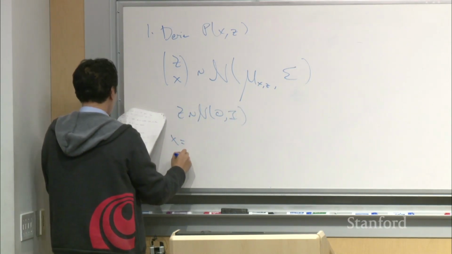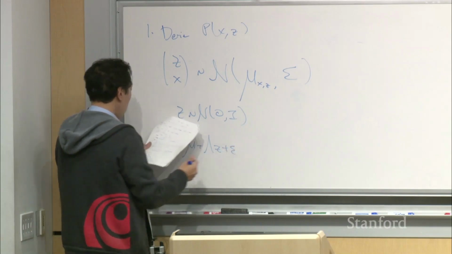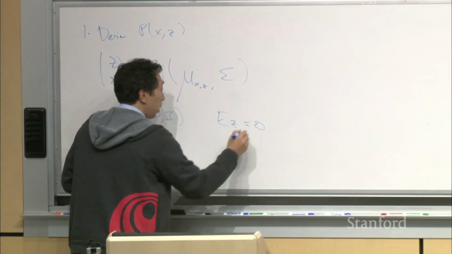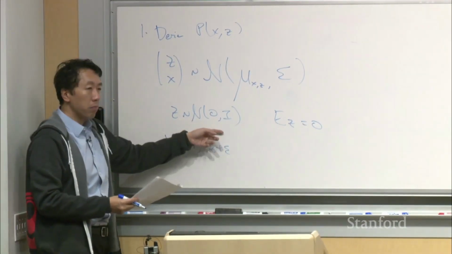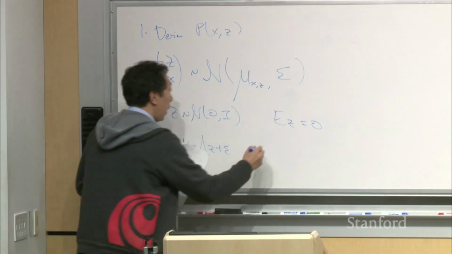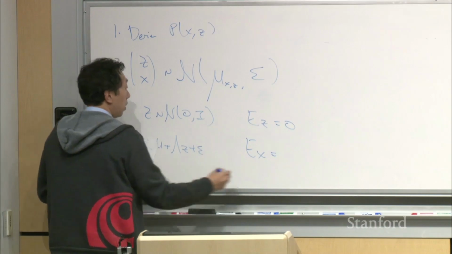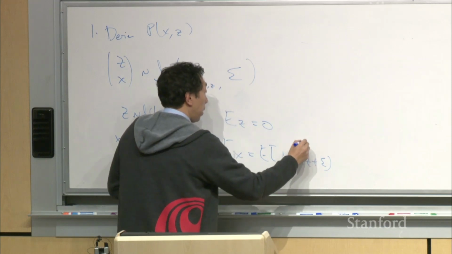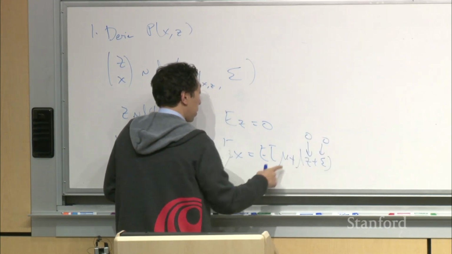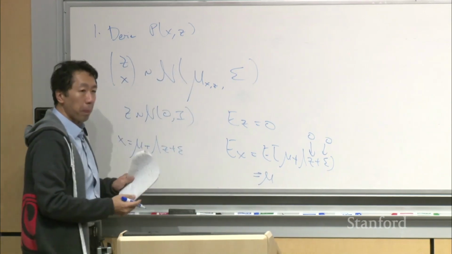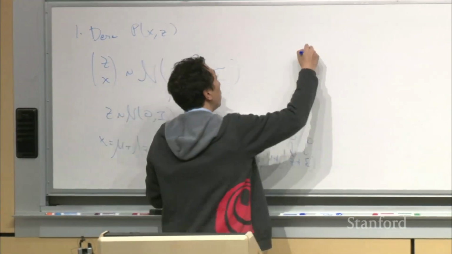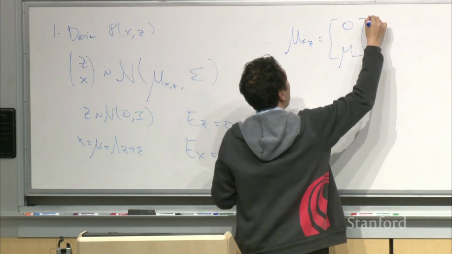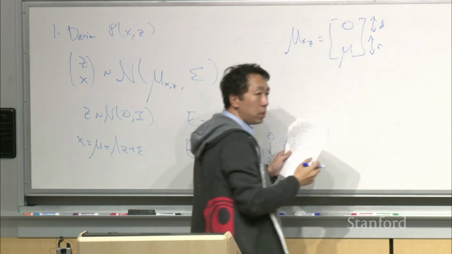So that was the definition of these terms. The expected value of z is equal to 0, because z is Gaussian with mean 0 and covariance identity. And the expected value of x is the expected value of mu plus lambda z plus epsilon. But z has 0 expected value and epsilon has 0 expected value, so that just leaves you with mu. And so this mean vector, mu xz, is going to equal 0 and mu, where this is d-dimensional and this is n-dimensional.